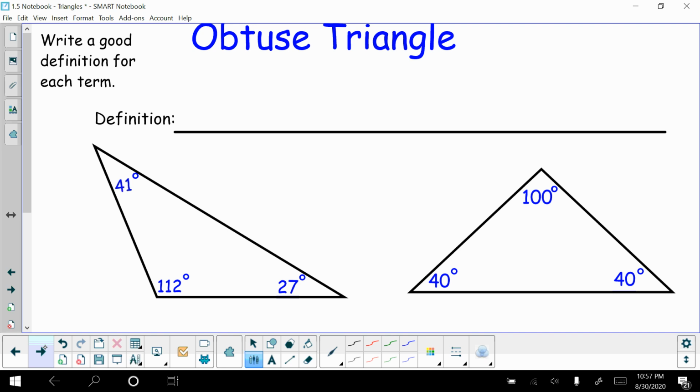Next one is obtuse triangle. You'll notice in each picture, those are examples of obtuse triangles. Each one you have at least one obtuse angle. So we've got an obtuse angle here, an obtuse angle here. Okay, so it's going to contain one obtuse angle. So it's a triangle with one obtuse angle. Okay, cannot have two obtuse angles because then it wouldn't be a triangle. So one is obtuse, the other two have to be acute.